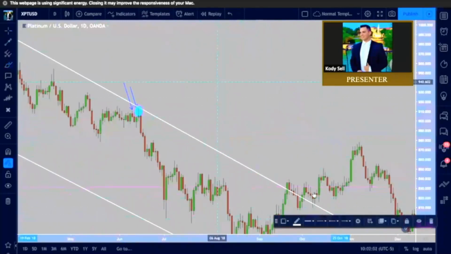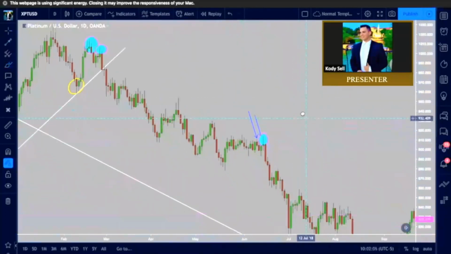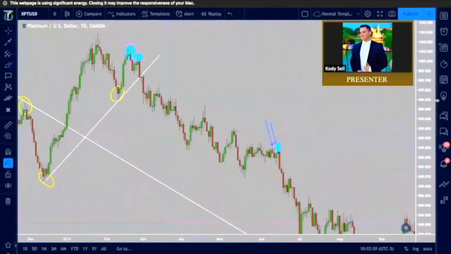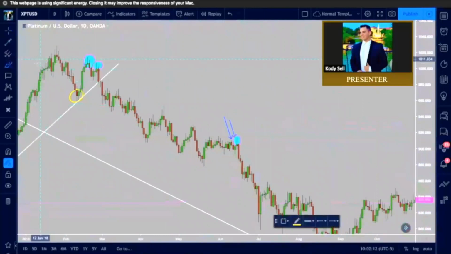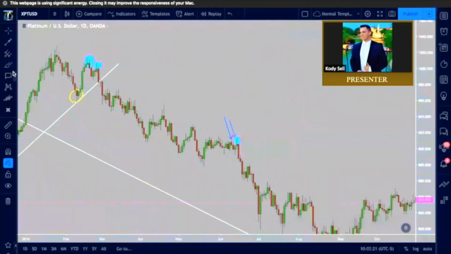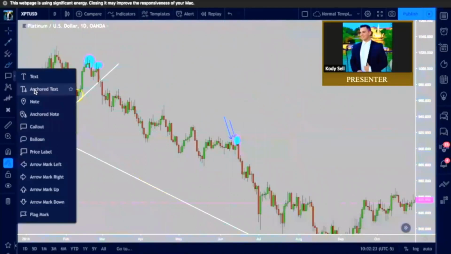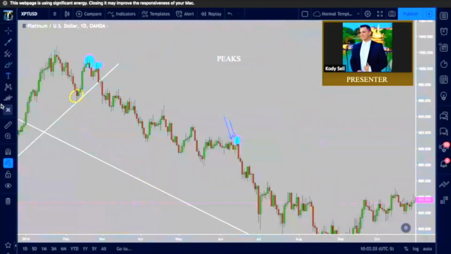All right, so let's get rid of this now. Let's look at some other examples in here. Again, it really doesn't matter. The only thing that matters, and it's important to note, is that in this entire area we're in a downtrend, the market's falling. So we're really only interested in our peaks. All right, so we're looking to connect peaks.